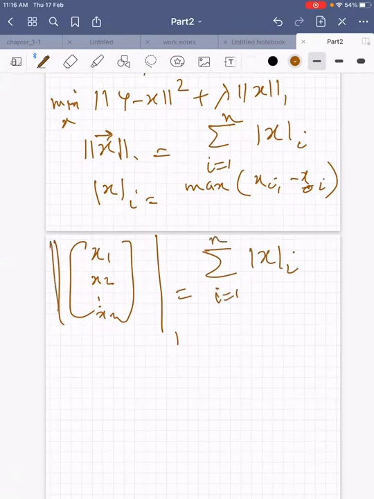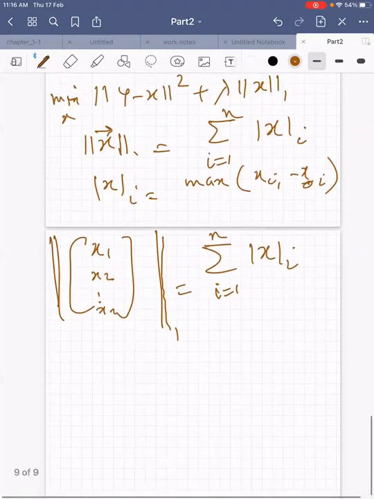And clearly, the one norm is a non-differentiable function. Is everybody convinced that this is a non-differentiable function? Are you here? Yes, sir. Is it a non-differentiable function? Yes, sir. Right, so let's take this one.